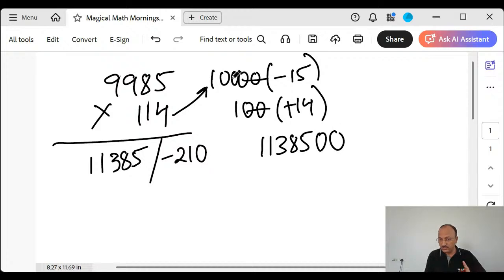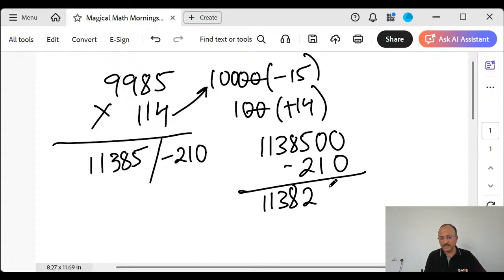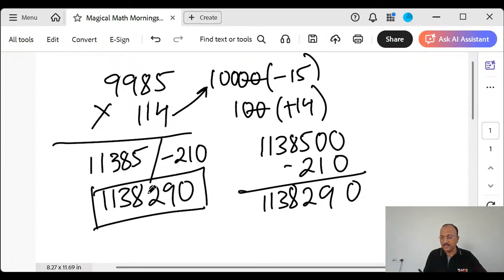What we'll do, 1138500, only two zeros we should take. From that we have to subtract 210. How do you do? We'll apply the Nikilam Sutra. 11385 minus 2 is 3, but I'll write 1 less than the one before, and then 90. So 1138290 is the answer. This is a little confusing, but requires a little bit of practice.